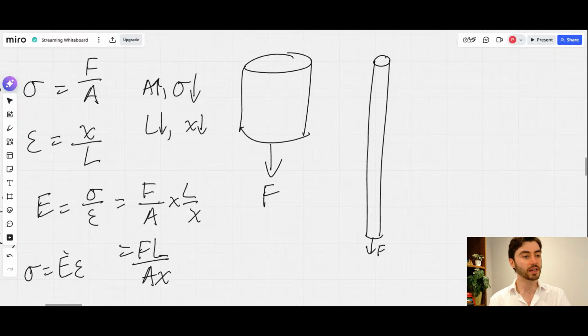Does AQA tend to give strain in percent, or is that an OCR thing? I think that's an OCR thing. Let me just check real quick, because I've got the AQA book literally right in front of me. Where have they defined it? Yeah, it's given as no unit. I don't think they give it as percent.